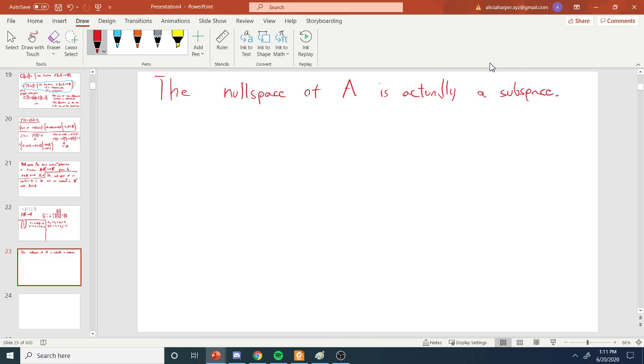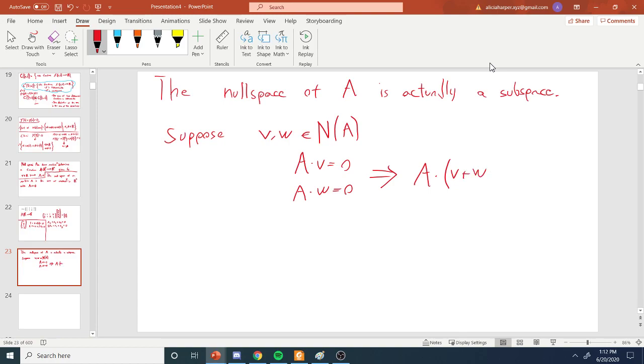Here's how we can see this. Suppose V and W are both in the null space of A. Well, what this means is that A times V is equal to 0, and A times W is equal to 0. But these together imply that A times (V plus W) is equal to 0.